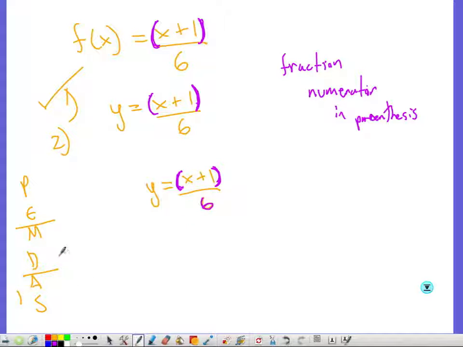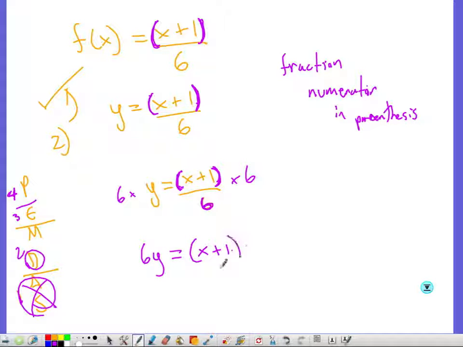So now, reverse PEMDAS is still going to work because notice we don't have addition or subtraction, because this addition is inside the parentheses, which is last. So going to the next level, multiplication or division. Well, we see that we're dividing by 6. And so what is the opposite of dividing by 6? Well, you multiply by 6. And so here we have 6 times y, so that's basically 6y is equal to x plus 1.